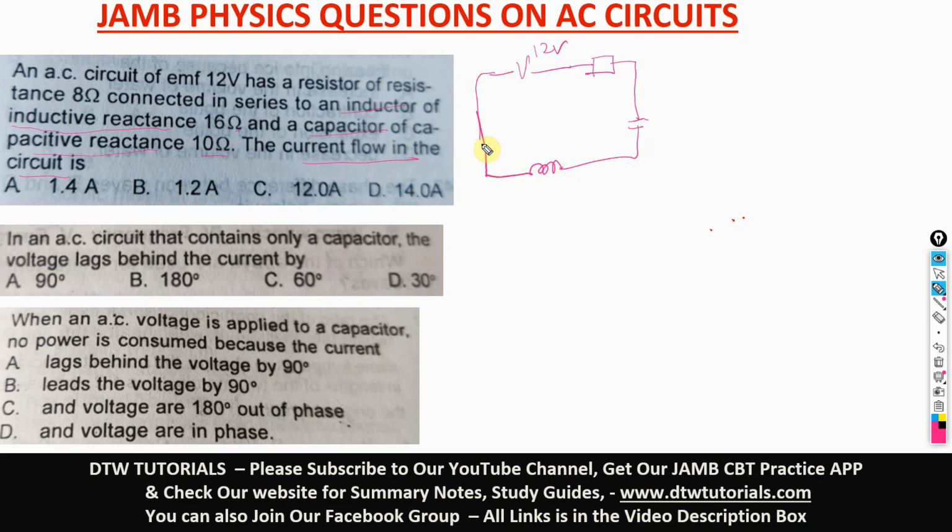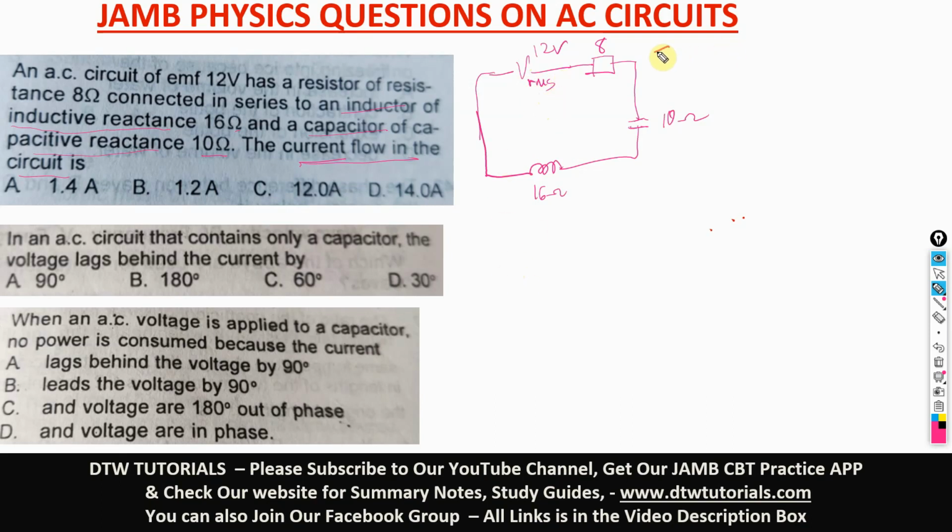So the resistor is 8. Our inductor is 16 ohms, the inductive reactance, and our capacitor is 10 ohms. Okay, so we're told to find the current I. To find the current I, we already have the EMF. So this EMF is Vrms. This is the effective value, the root mean squared value.